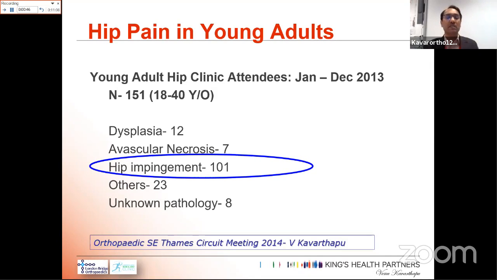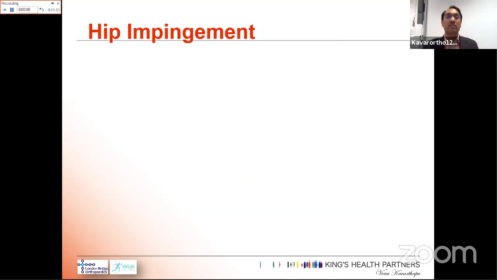But look at this. Even at that time, a number of patients were diagnosed with hip impingement, and in fact this proportion is even greater nowadays in our practice. So hip impingement, at least in the UK, is quite a common and very important clinical diagnosis in most young adult hip patients. So what is this hip impingement?